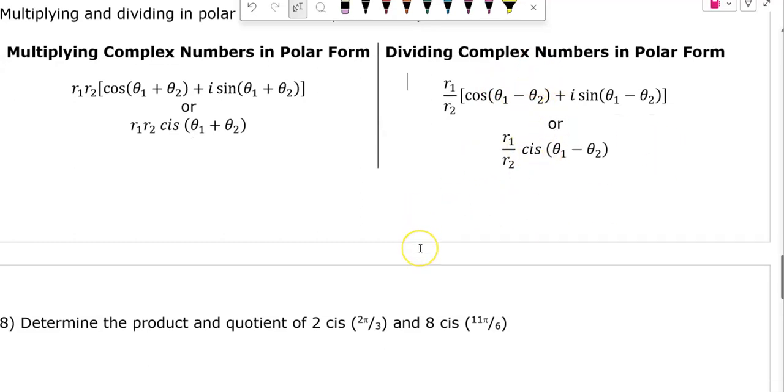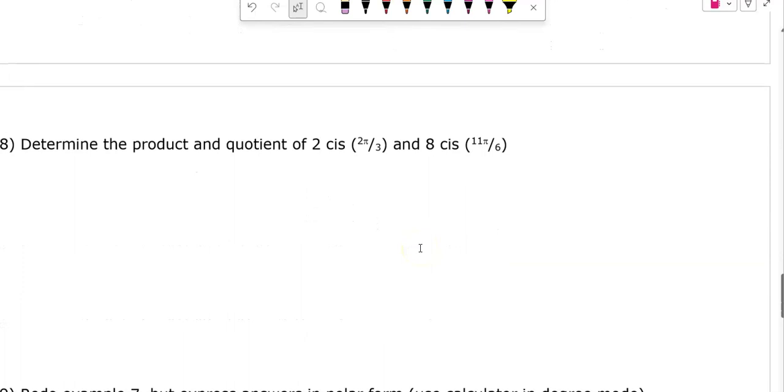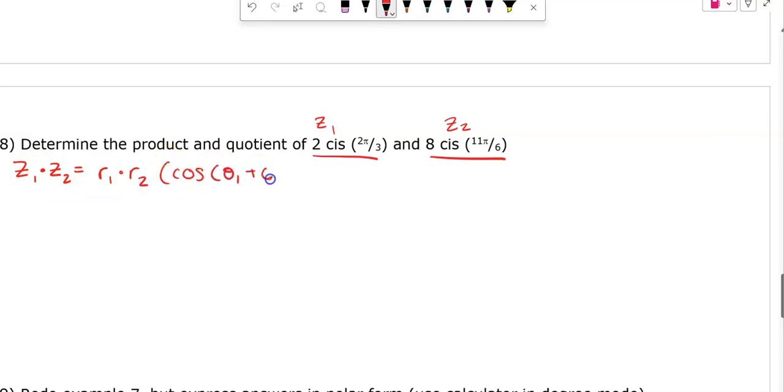So let's go ahead and see what we've got right down here. I'm given two values in standard polar form. One has 2 with 2 pi over 3, and the other has 8 with 11 pi over 6. Let's call these Z1 and Z2. If I'm going to do Z1 times Z2, I'm multiplying this by this, which means R1 times R2, and then cosine of theta 1 plus theta 2 plus i sine of theta 1 plus theta 2.